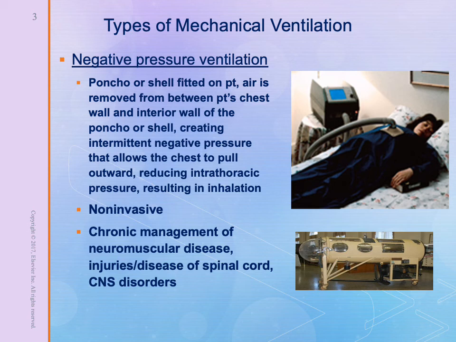In this type of ventilation, a poncho or shell is fitted over the patient, and air is removed from between the patient's chest and the poncho or shell, which creates an intermittent negative pressure that allows the chest to pull outward, which reduces the intrathoracic pressure, resulting in inhalation. It forces the patient to inhale as oxygen moves from an area of higher atmospheric pressure to one of lower intrathoracic pressure. And you can see an example of negative pressure ventilation on the top right side of your screen.